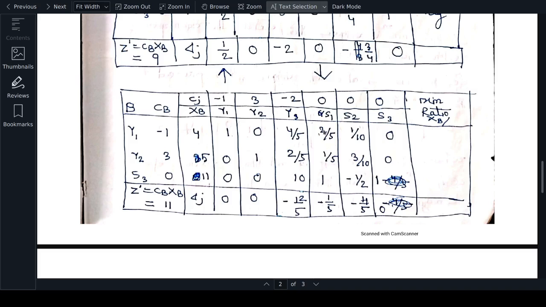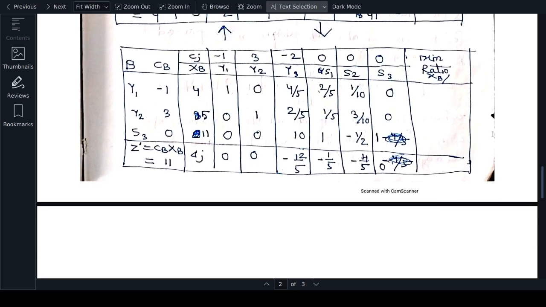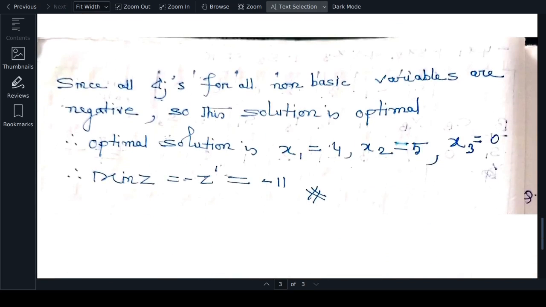You see here, table number 3, all delta j values are less than or equal to 0. So we get an optimal solution. I have written here, since all delta j for all non-basic variables are negative, so this solution is optimal. Or you can write shortly, since all delta j less than or equal to 0, so we get an optimal solution. And the optimal solution is what?